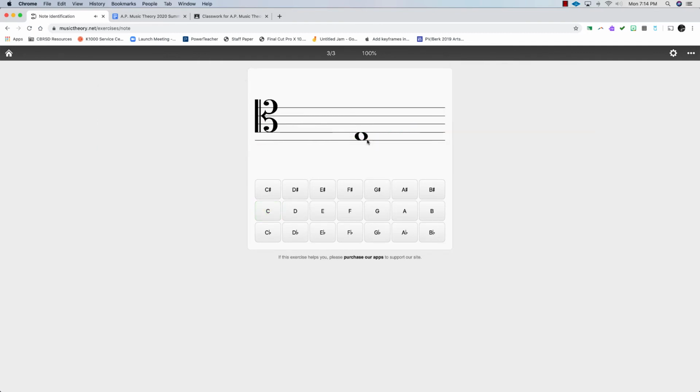Here's an F in treble clef, but we have tenor, so we're moving it down one. That makes it E. This is A in treble clef. Down one is, of course, G.